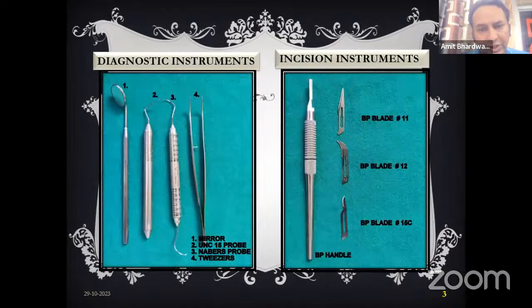Now coming to diagnostic instruments, as I have informed: mirror, UNC 15 probe, Nabers probe, specifically for furcation involvement. If you take any radiograph for molars or multi-rooted teeth, kindly go through clinically with the help of the Nabers probe to detect which type of furcation is present: grade 1, grade 2, grade 3. Then tweezers. Then for any periodontal surgical procedure, we need a BP blade. Very commonly used blade numbers are 11, 12 and 15C. As you can see in this picture, all three are visible.